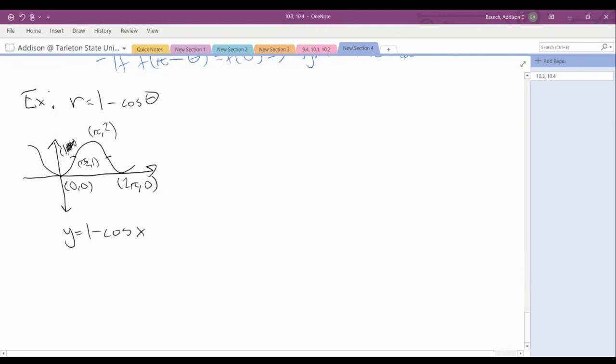Just ignore that for right now, actually. I think I'm misreading my notes. So let's go ahead and just plot some of these points that we have right now.